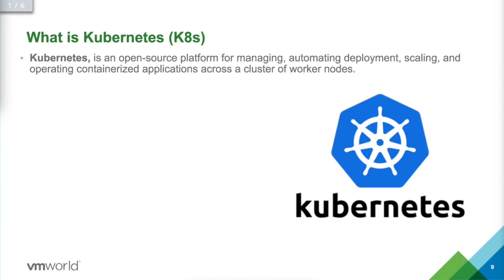This is fantastic until you end up with 5 different types of containers. Each of them needs to be scaled out, and you need to get them to work together, discover each other, and upgrade together. This is where Kubernetes comes into play. Kubernetes is an immensely popular open source container orchestration tool. It is an open source platform for managing, automating deployment, scaling, and operating containerized applications across a cluster of worker nodes.